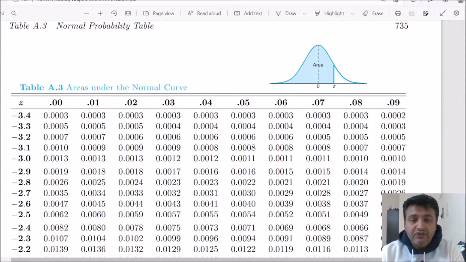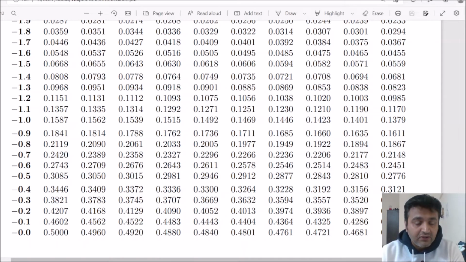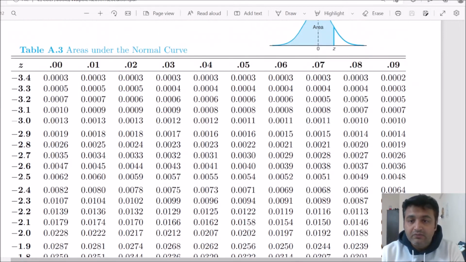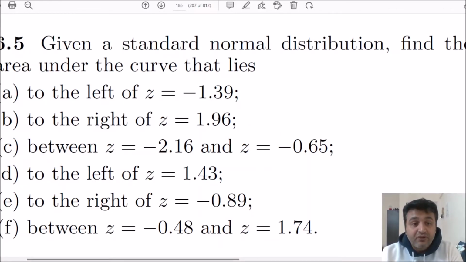Now in our case, what is the scenario? The scenario is minus 1.39. So you go to minus 1.3 here, and then you go to the ninth column, meaning 0.09, which is the last one. So the answer in our case will be 0.0823. So that's the answer for the first part.